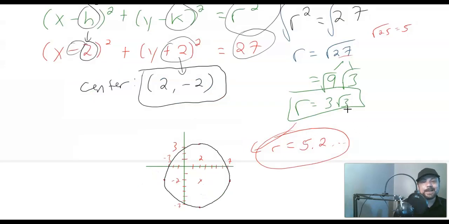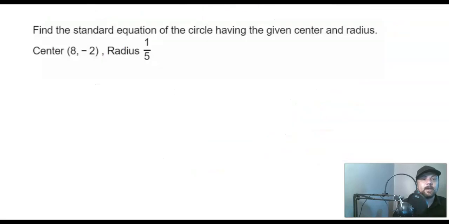This one, however, it can't do 5.2. It doesn't do decimal distances. And so it'll be multiple choice. But you should practice doing it by hand, just the same.